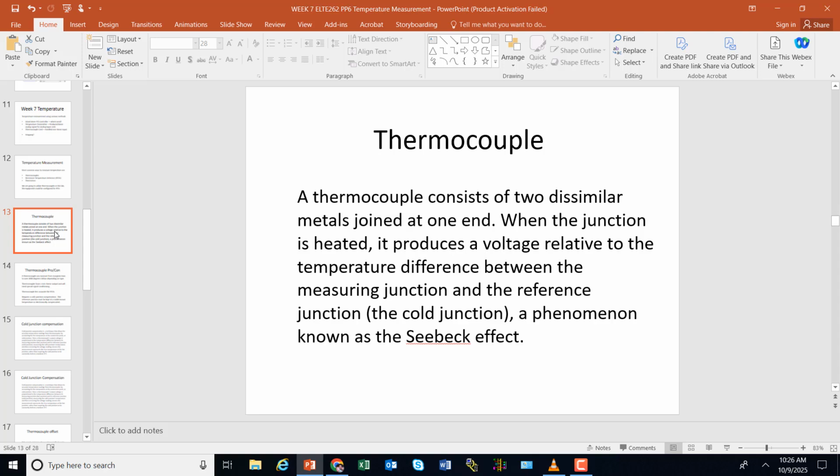So what is a thermocouple? You probably measured this in 131, and we went over it a little bit in 261. Just a reminder, it's two dissimilar metals joined at one end. The junction is heated to produce a voltage relative to the temperature differential between the measuring junction, which is soldered together, and the cold junction. It's called the Seebeck effect.